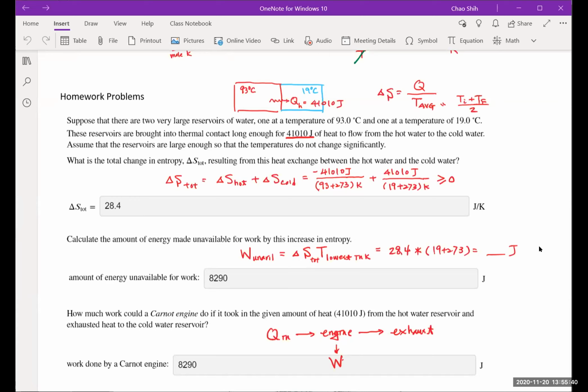The work of the engine is equal to the heat that goes into the system times the efficiency of the system. But what is the efficiency? The efficiency that we mentioned before, E, is equal to 1 minus the hot temperature to the low temperature. Oh, no, this is the cold temperature.